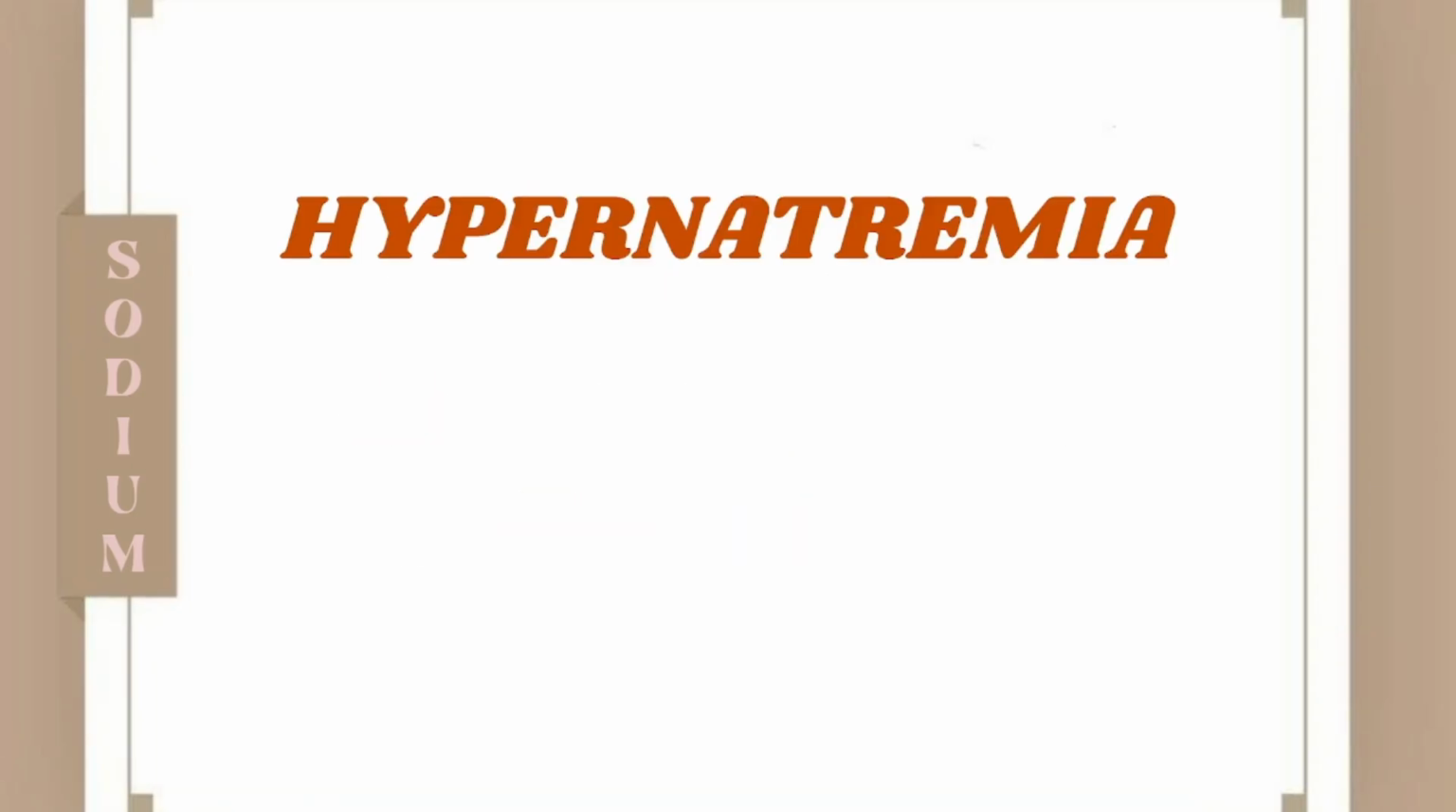Now we know that normal level of sodium is 135 to 145 milliequivalent per liter. So two conditions can occur when sodium is out of balance, either hyponatremia or hypernatremia. In this video, let's discuss hypernatremia.